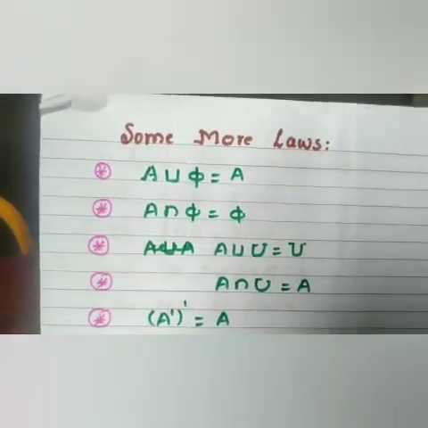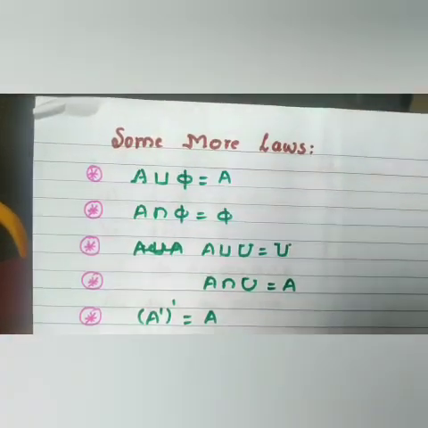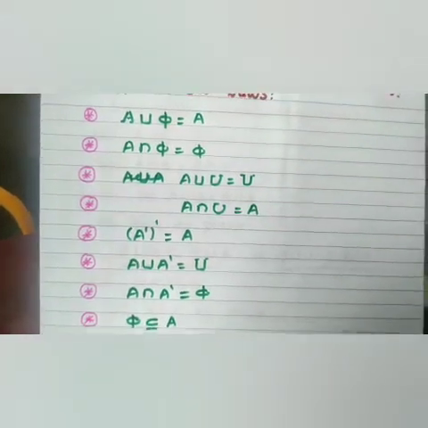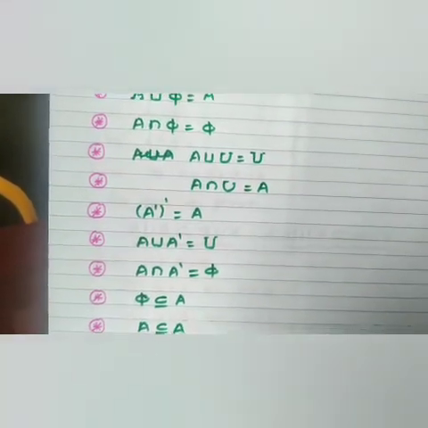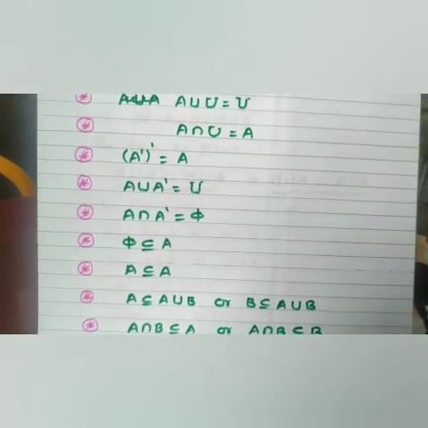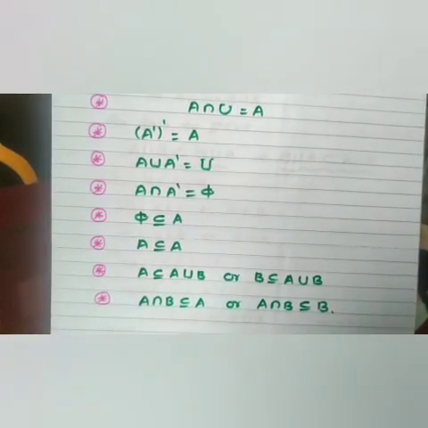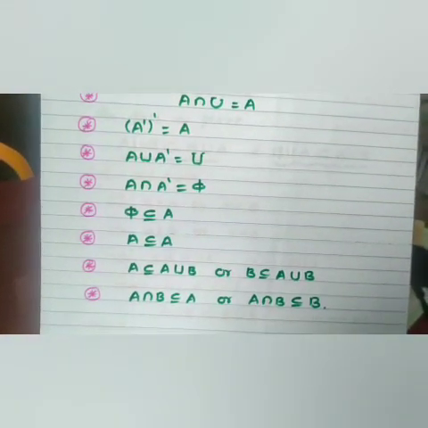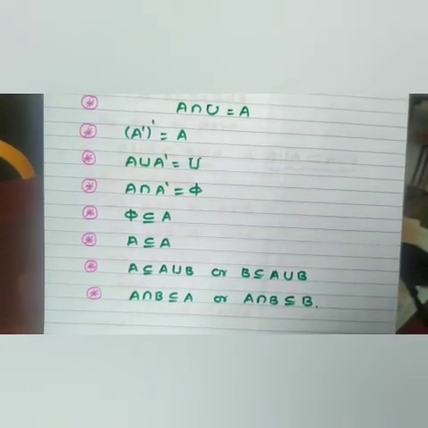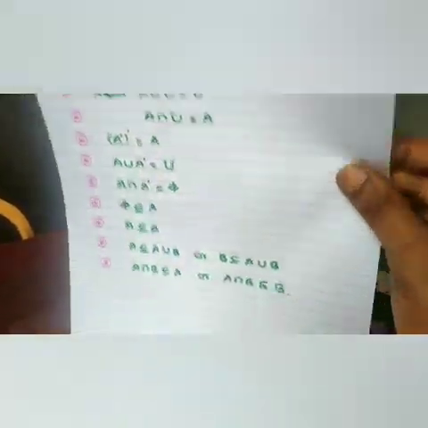Okay, once again, some more laws. We can look at the first one. A union empty is A, A intersection empty is empty, A union U is U, A intersection U is A, A dash of dash is A, A union A dash is U, A intersection A dash is empty, and empty is always a subset of A, A is a subset of A union B, or B is a subset of A union B, A intersection B is a subset of A, A intersection B is a subset of B. These are some more laws of sets.